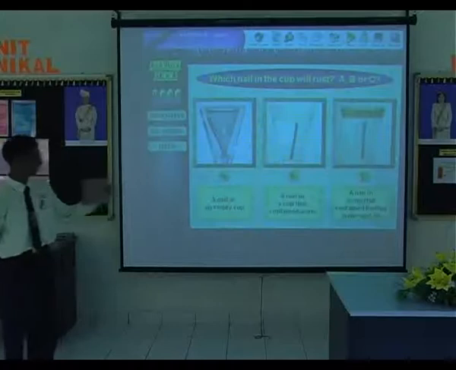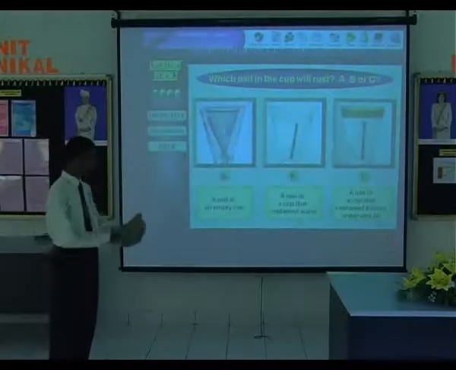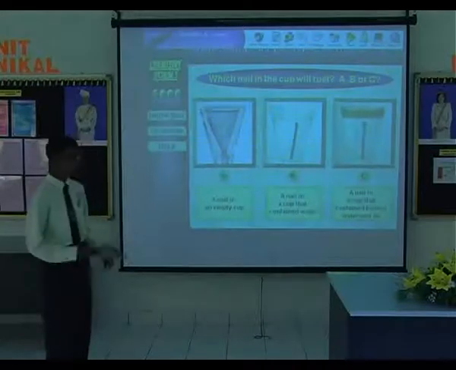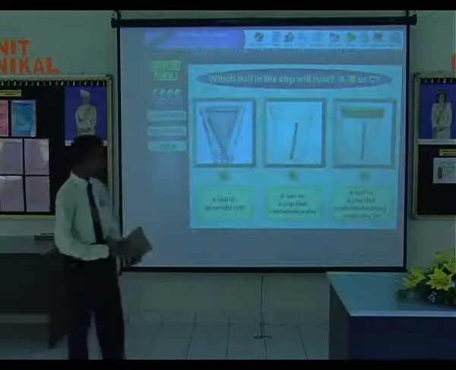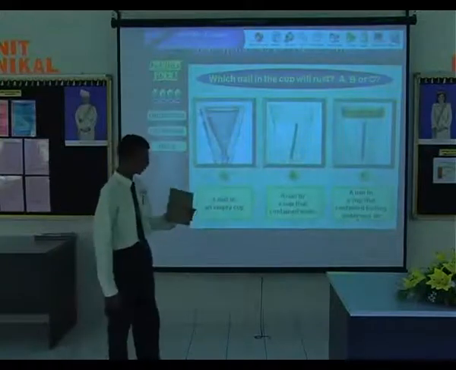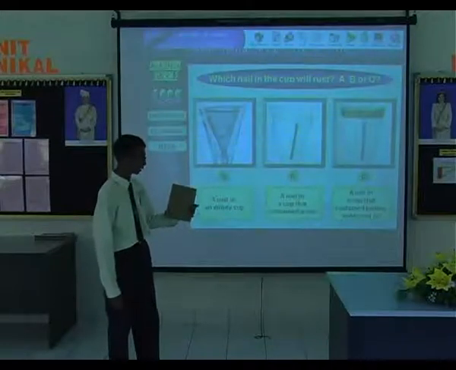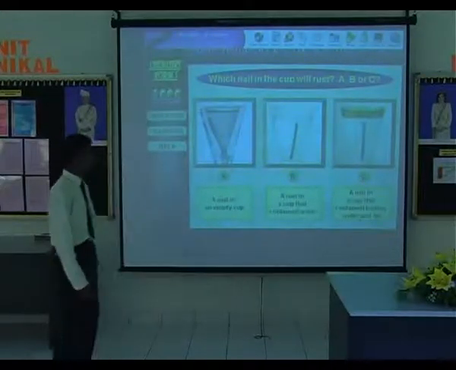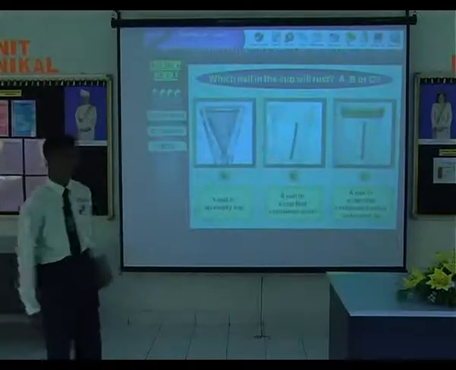Here we have an experiment. In cup A, we put a nail in an empty cup. In cup B, we put a nail in a cup that contains water. And in cup C, we put a nail in a cup that contains boiling water and also oil. Let me see what the result of this experiment is.